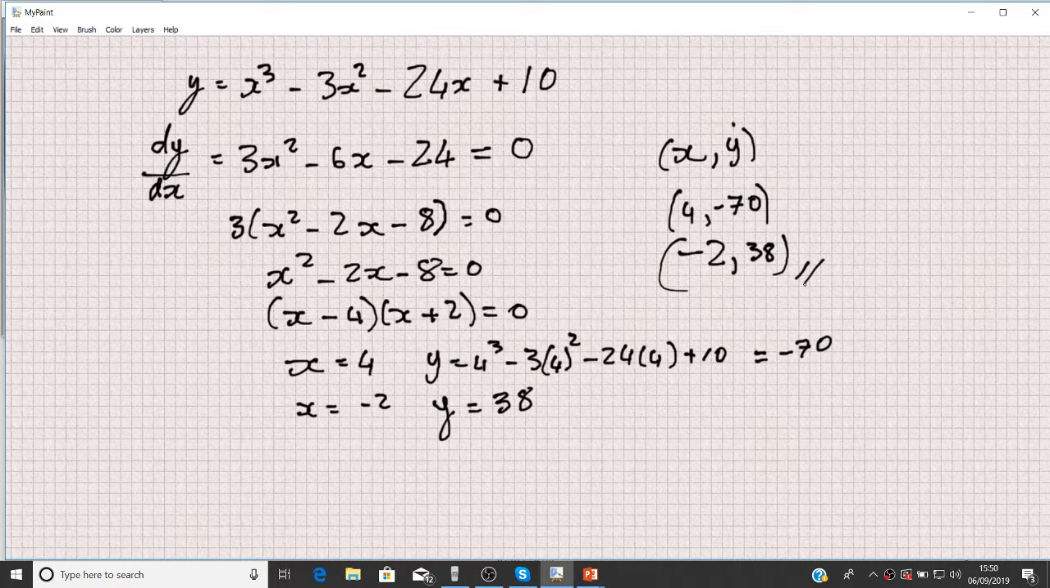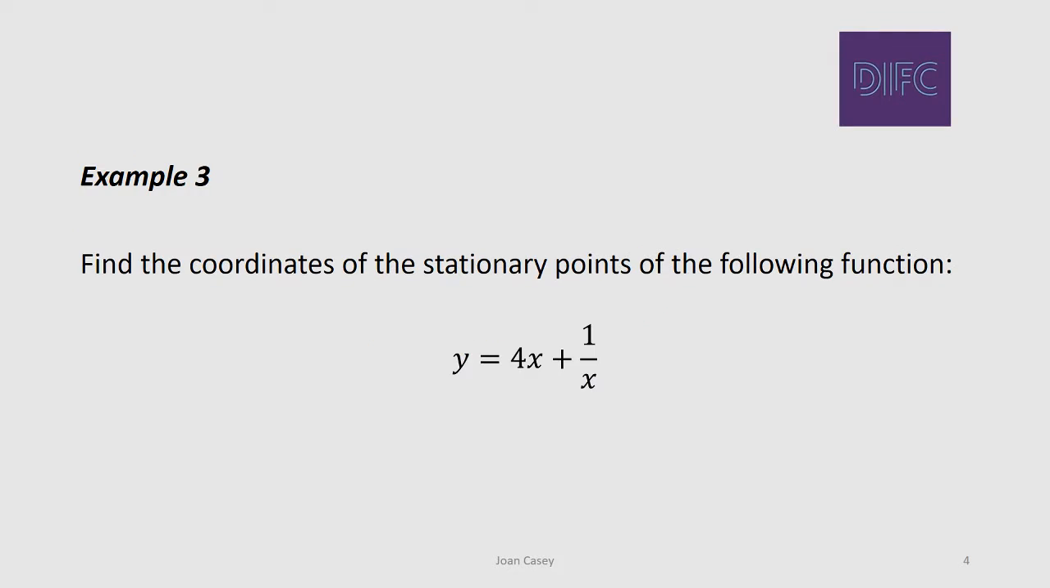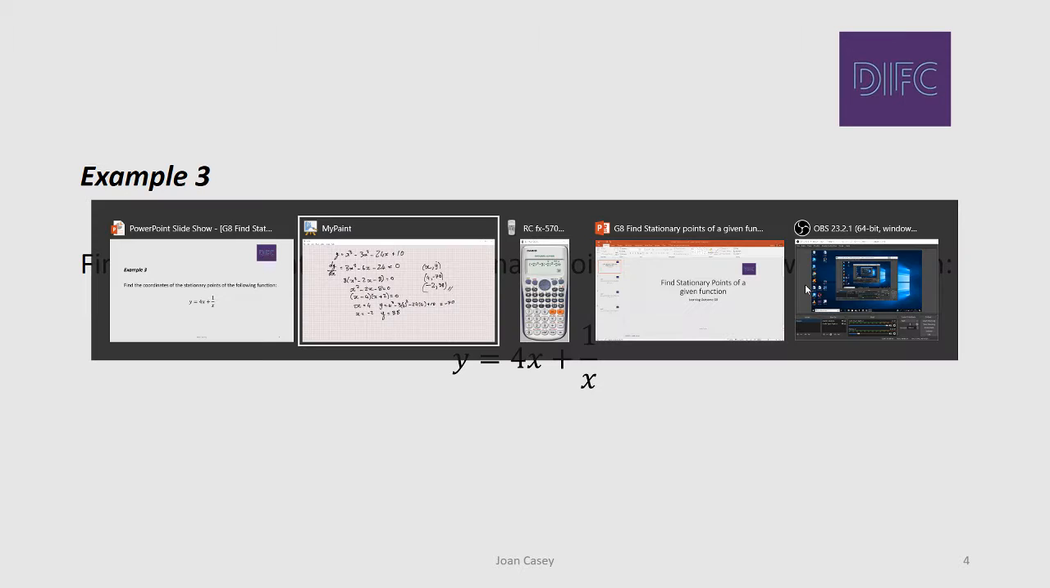Okay, so let's take a look at another example. The next example is: find the coordinates of the stationary points of the following function. This time we've got y equals 4x plus 1 over x. Now we want to find dy/dx first and set it to 0 to find the stationary values.